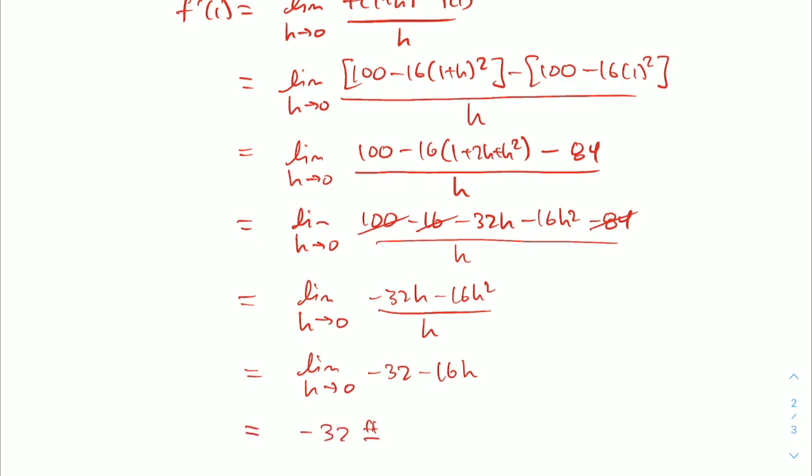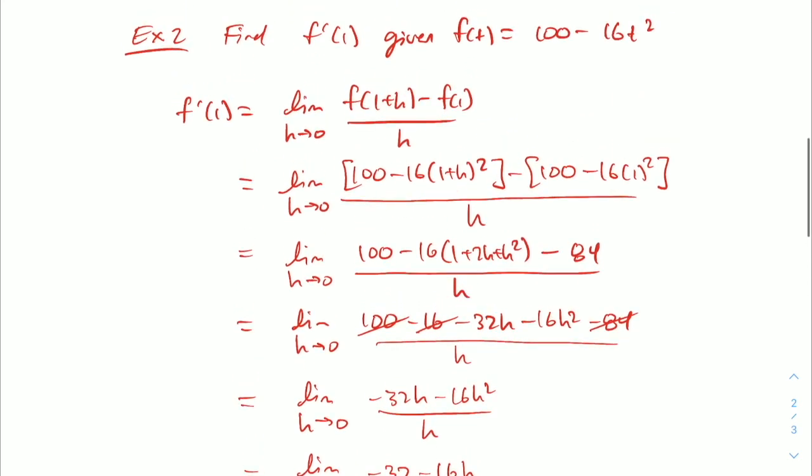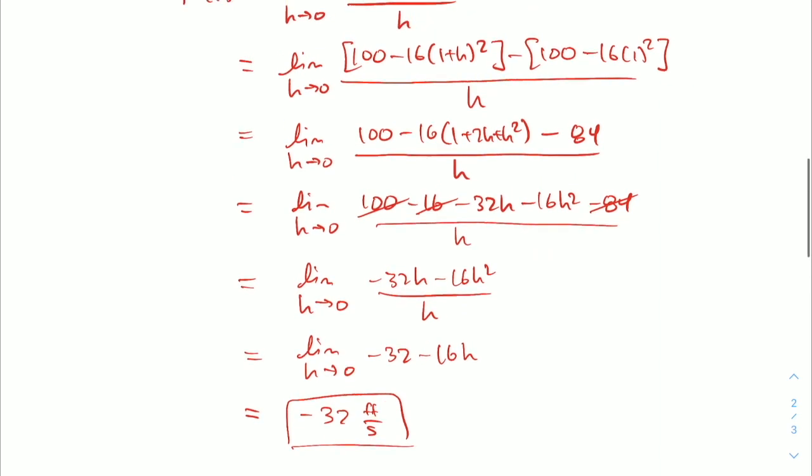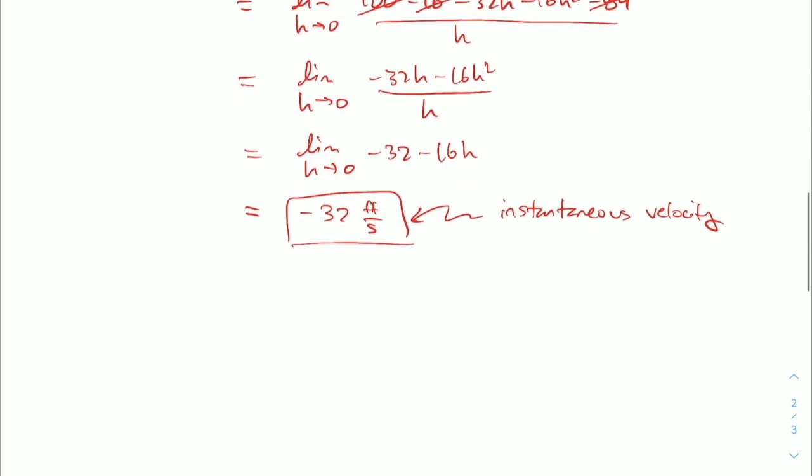And the units here are feet per second. So it did do what we thought it would do. The average velocity approached this negative 32 as the right endpoint, the b, approached 1. And this is sometimes called the instantaneous velocity.